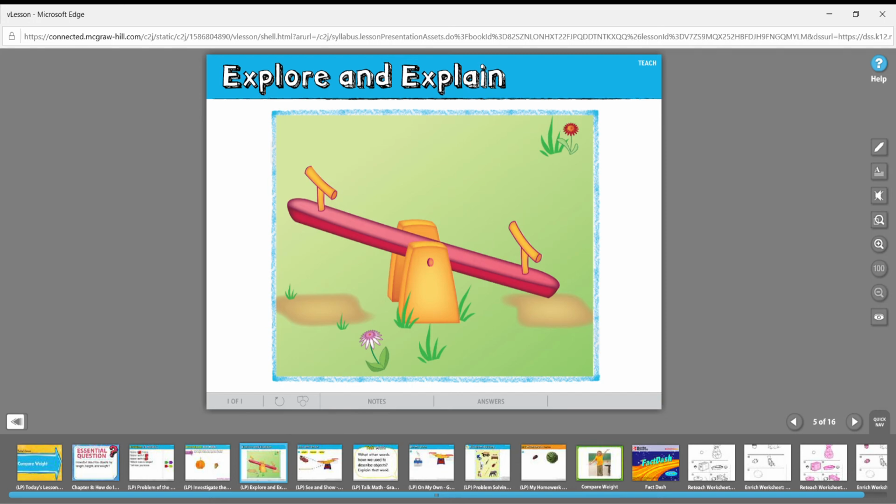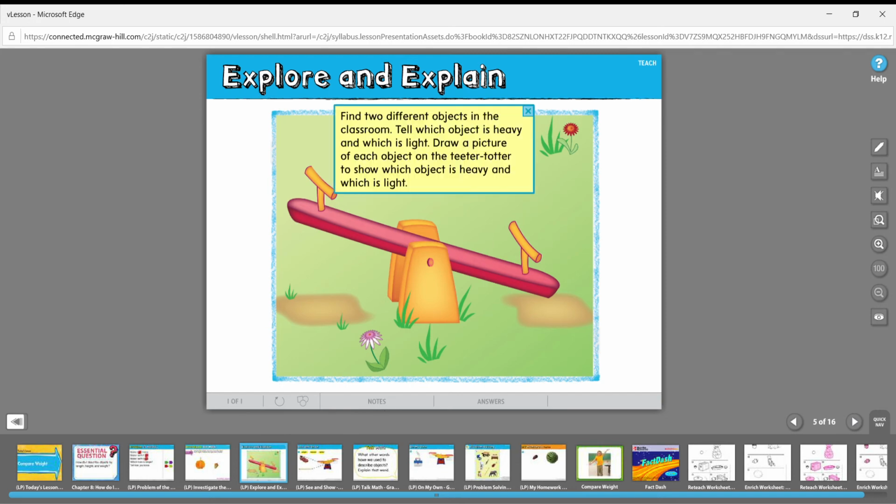Explore and explain. So this is what's on the front of your packet. Let's look at the directions. Find two different objects in the room. Okay, this says classroom, but your classroom is your house now. So, at least for the time being, find two different objects in the room. So you are going to find two different objects. And then when you find those objects, you are going to tell which object is heavy and which one is light.